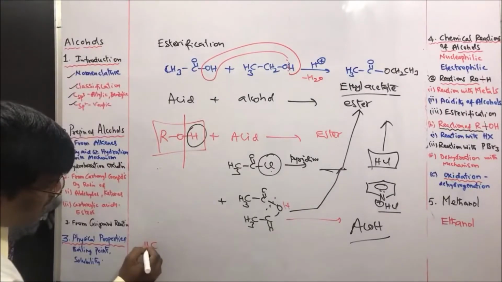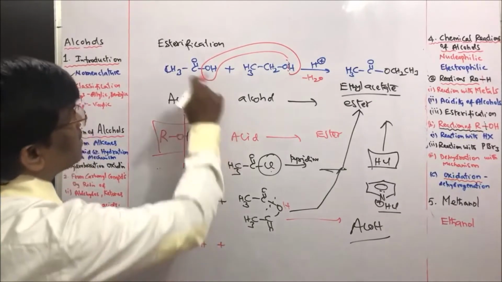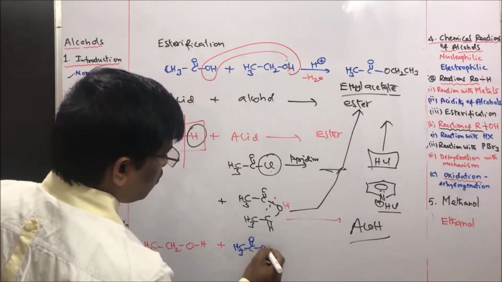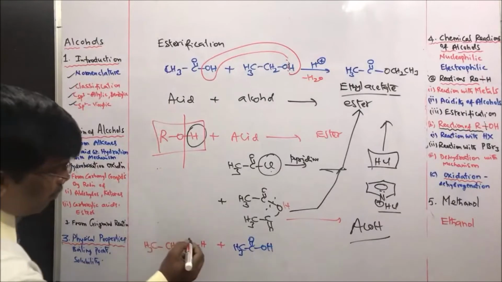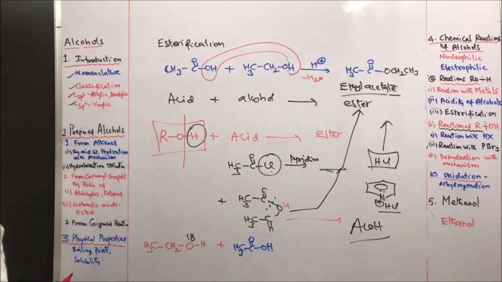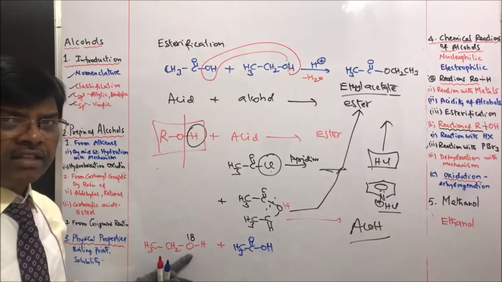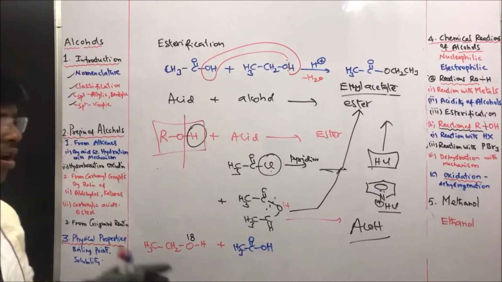Let me explain. CH3CH2OH plus CH3CH2COOH. If the oxygen of the alcohol is labeled with an isotope, that is O18. What is the molecular weight of oxygen isotope? O18 is the isotope of oxygen.